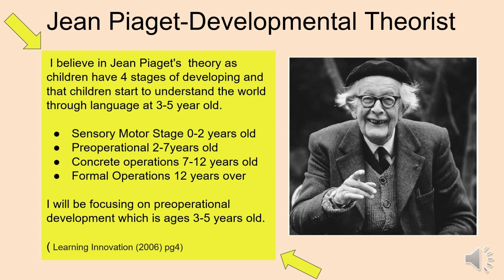I believe in Jean Piaget's theory, as children have 4 stages of development and start to understand the world through language at ages 3 to 5 years old. There are 4 stages in Jean Piaget's developmental theory. We'll be focusing on the pre-operational stage, which is 2 to 7 years old.